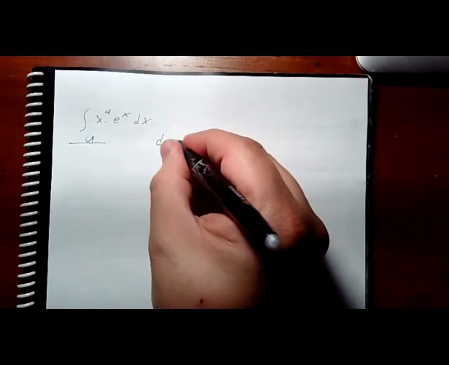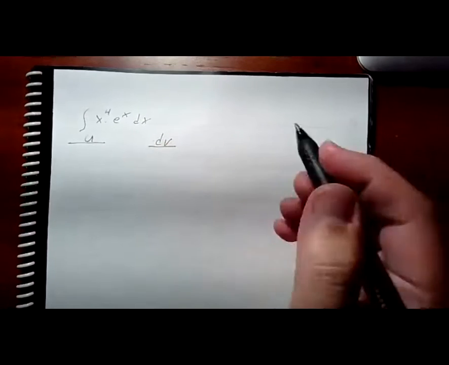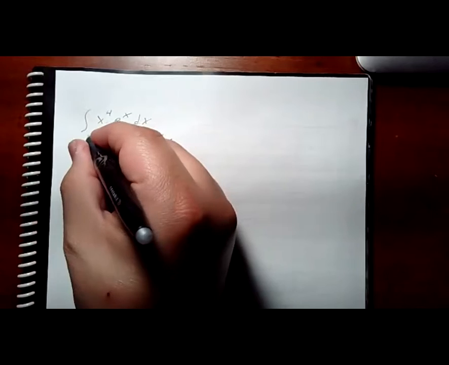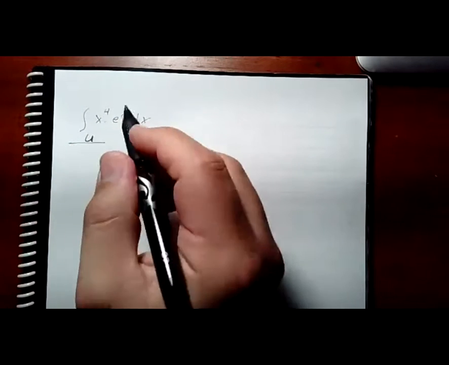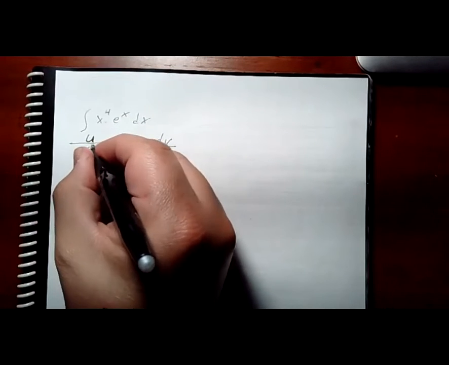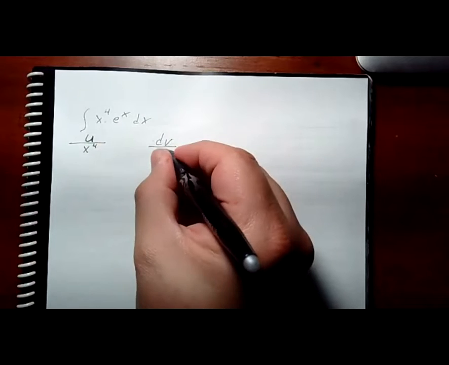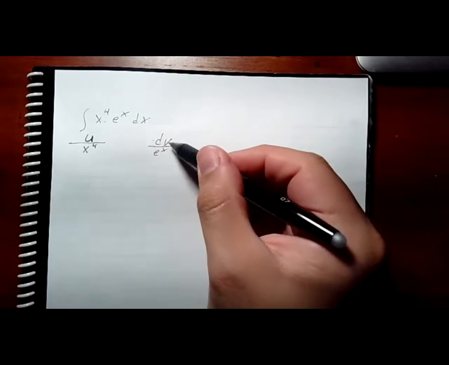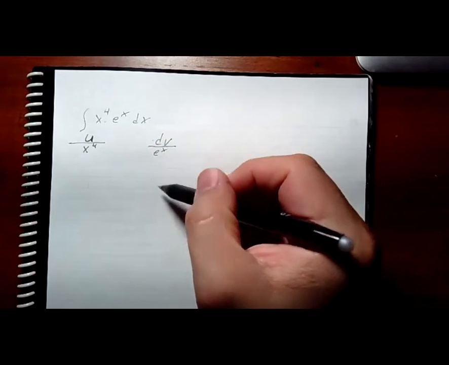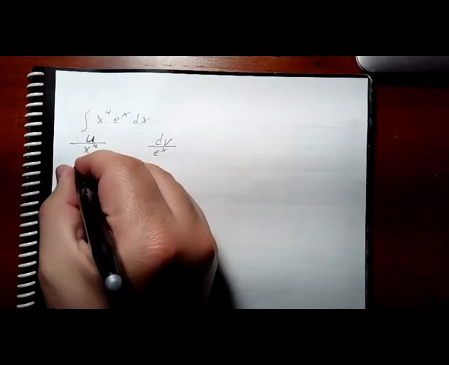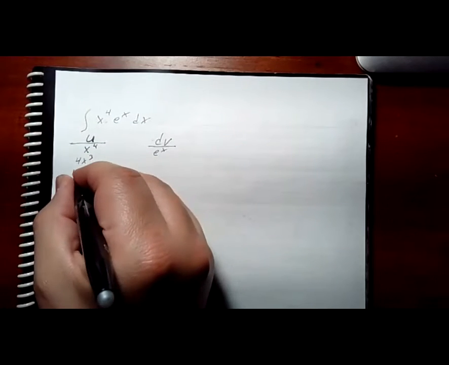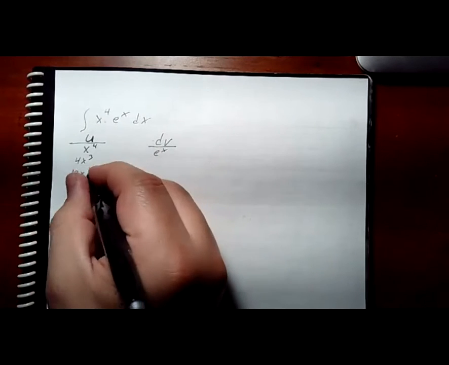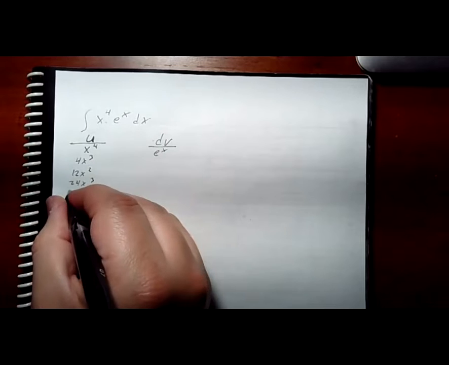Since this is an iterative method, you take the u. The u will always be chosen to be the variable which reduces as you take derivatives. So you start with the original, and all these will be derivatives until you get to 0. These will be integrals until you match up with this guy. So first derivative, second derivative, first, second, third.